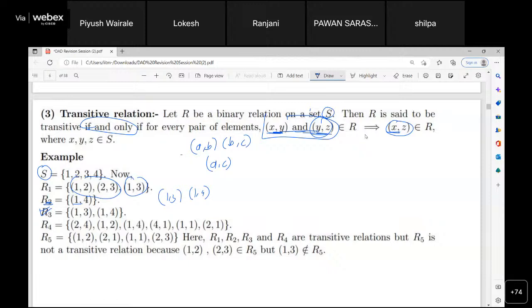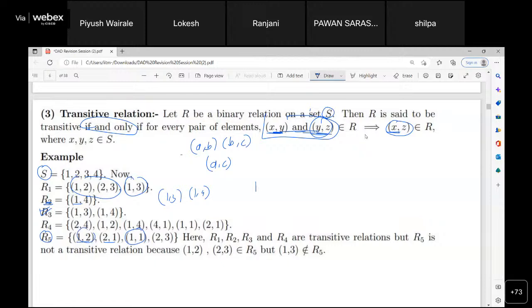So now let us look at this R5. Okay. So we have 1 comma 2, 2 comma 1. So then there should exist 1 comma 1. So let us see. Yes, 1 comma 1 is there. Right. Now same thing, what is the condition here? 1 comma 2, 2 comma 1. Right. So R5 is not a transitive relation.